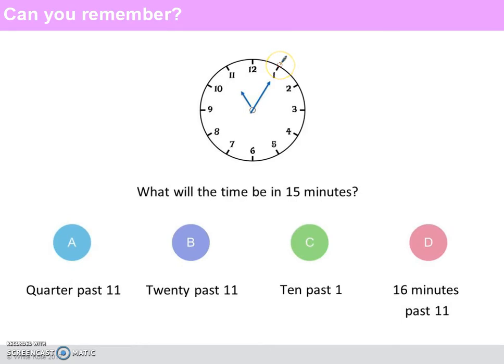Then we're going to count on another 15 minutes. So I've jumped 5 minutes, 10 minutes, and 15 minutes. So we know that it's going to be 11 something, and in this case we've got 11:05, 11:10, 11:15, 11:20. We've got 20 past 11. Well done for your work on that one.